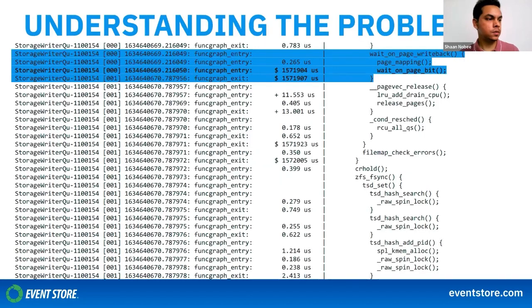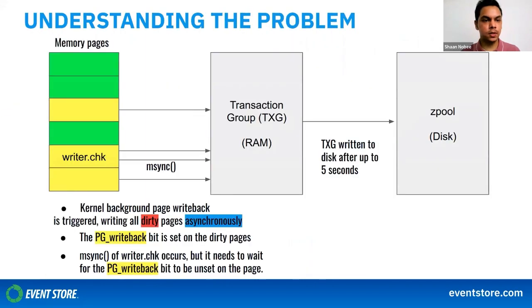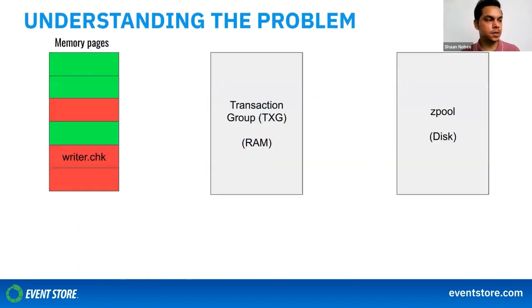And now that we understand the problem a bit more, this is the initial screenshot which showed the msync function trace. Now it will make a bit more sense. Basically, the wait_on_page_bit function is waiting for the PG_writeback bit to be unset during the msync call. So I'll just quickly walk you through the steps again, because I know it may be a bit confusing or difficult to grasp.